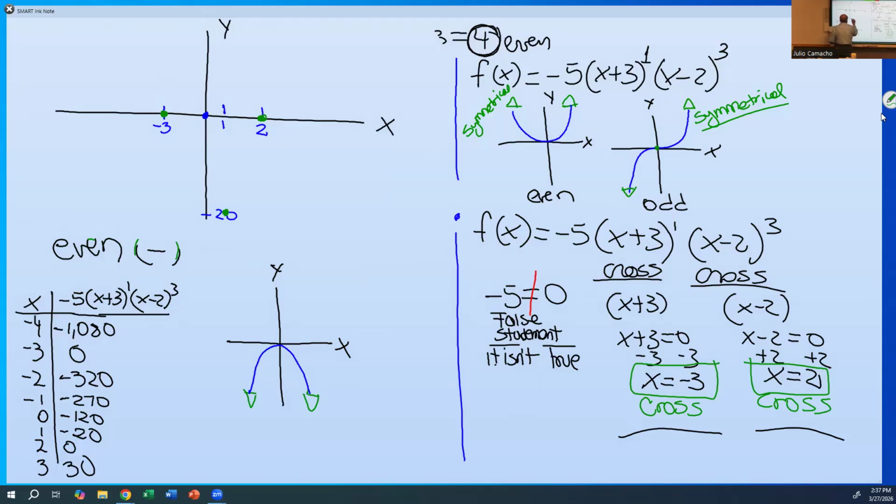It's negative 20, sorry. But this graph is coming in this way. It's coming from here, and we know that it will end this way also, because we already said right here that the end behavior will fall on the right and fall on the left, because it's an upside down parabola.